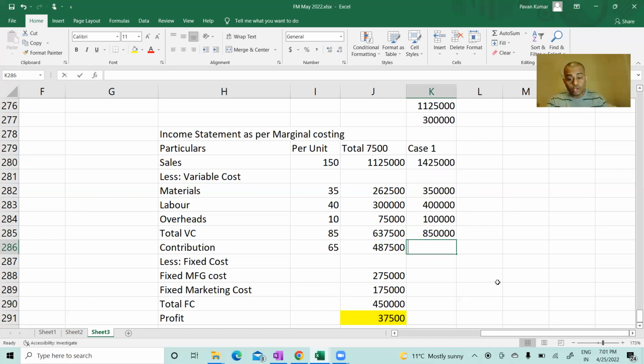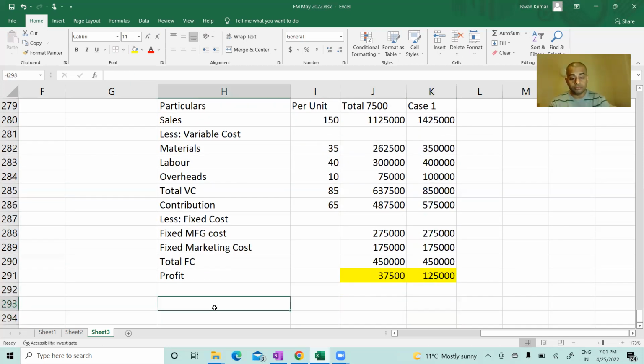So your contribution is equal to sales minus total variable cost, 5,75,000. And your fixed cost remains same. Correct. Fixed manufacturing cost will be same. Fixed marketing cost will be same. Total fixed cost will be same. Now profit is 1,25,000. How come? 5,75,000 contribution minus 4,50,000. So what is the conclusion we write?